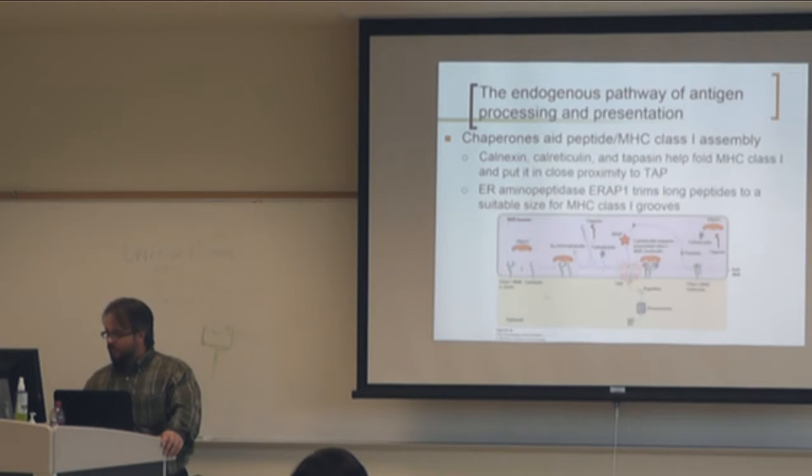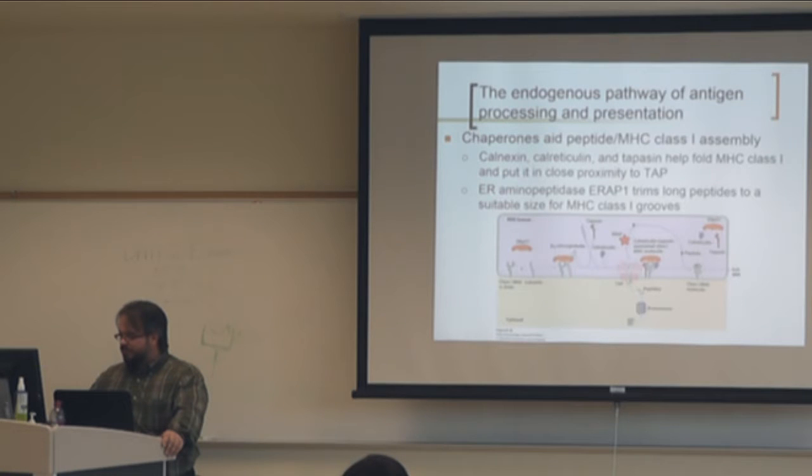So first is the ERP57. It binds the whole complex to the calnexin. What's calnexin? It's just a chaperone that will now associate with MHC. So MHC plus calnexin will now associate with beta 2 microglobulin. And then tapasin will now come in, and calreticulin. So basically, these are the steps by which it's formed.